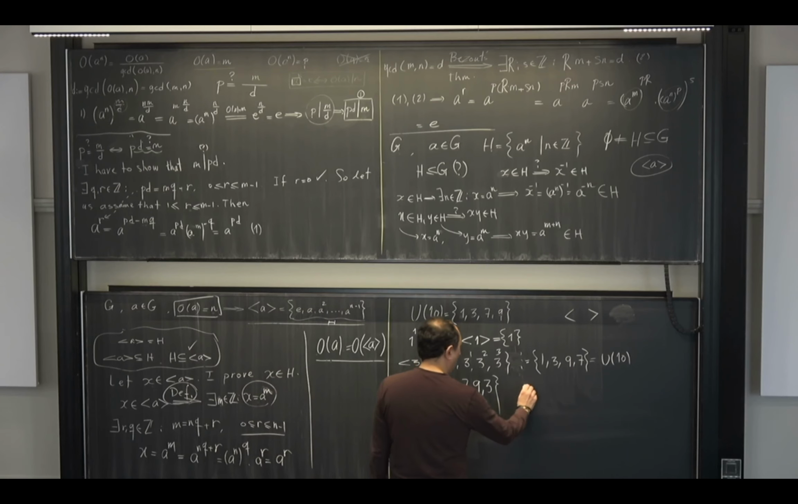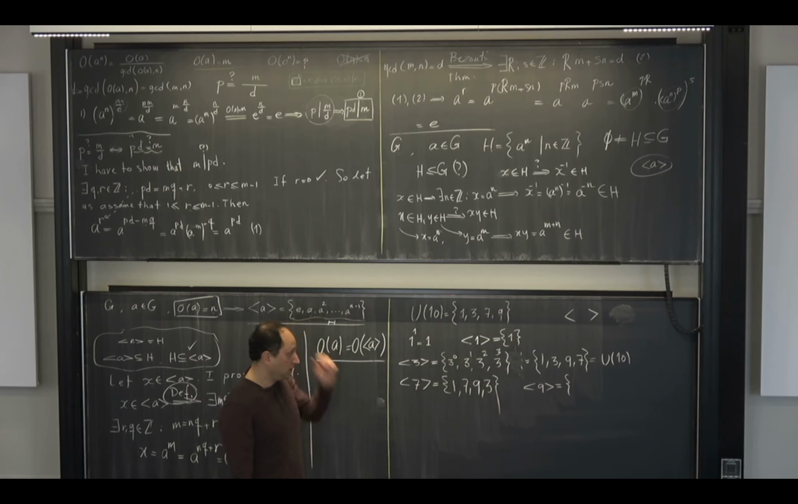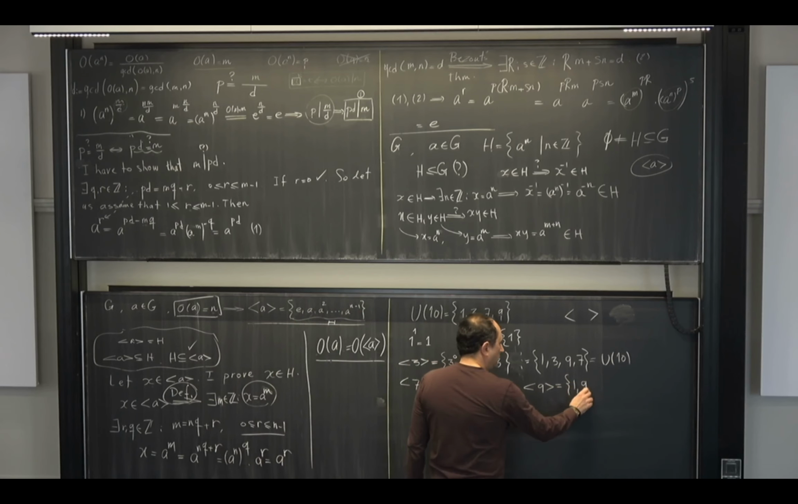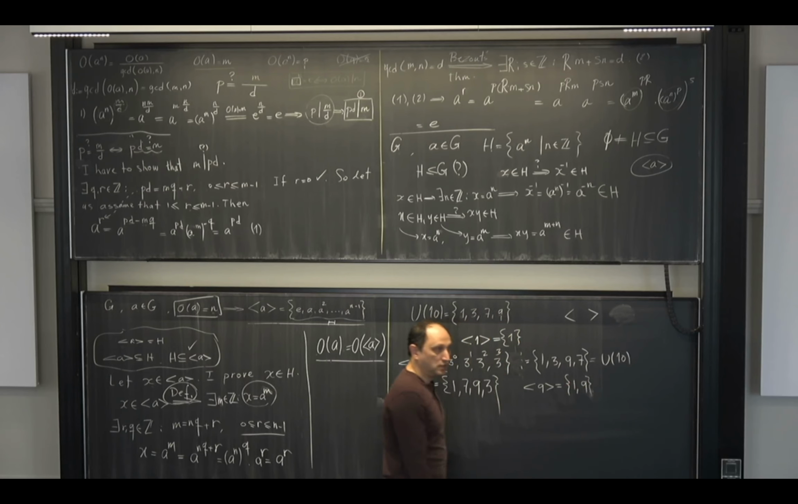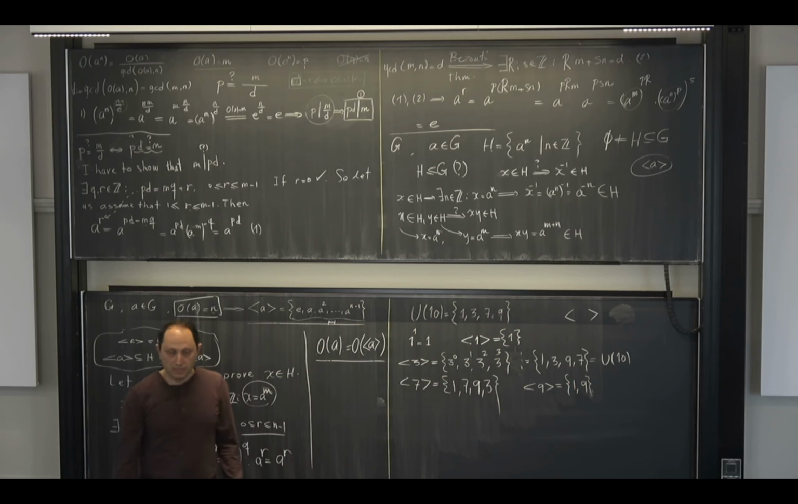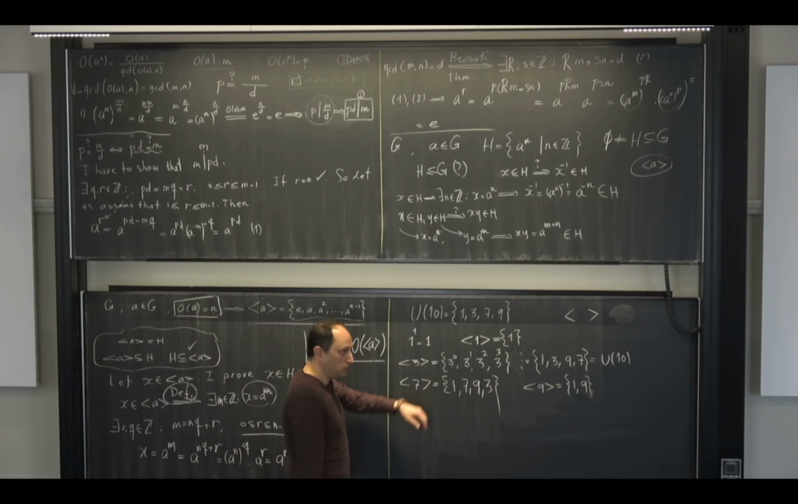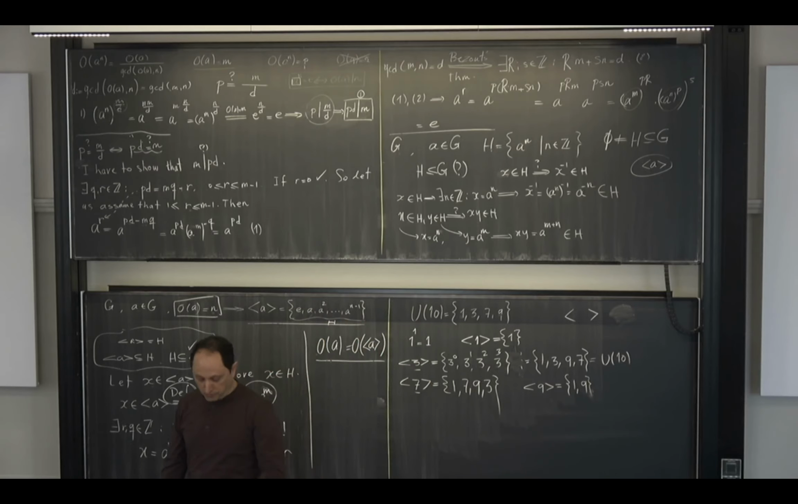What about 9? 9 to power 0 is 1, 9 to power 1 is 9, and 9 to power 2, 81, is 1 again. Finished, so that is not a generator. So this is a cyclic group with 2 generators, 3 and 7. This is a cyclic group.